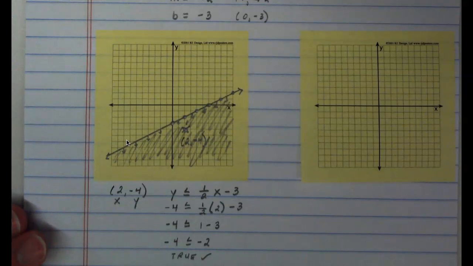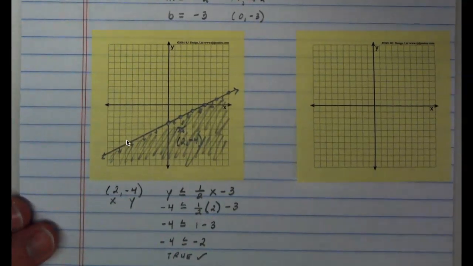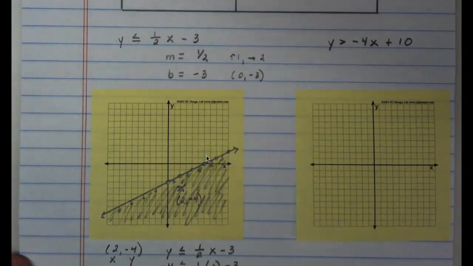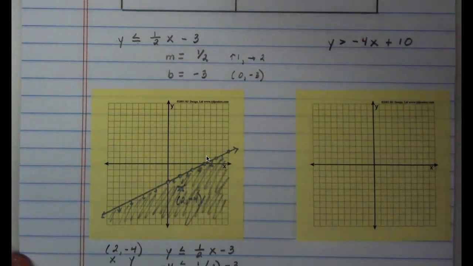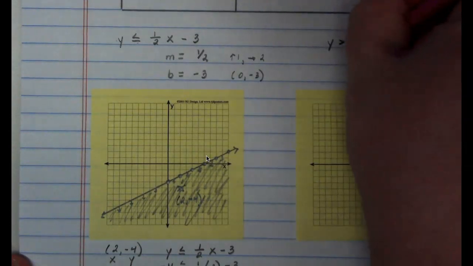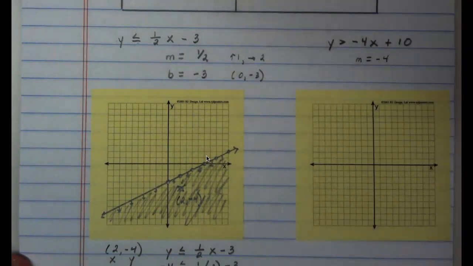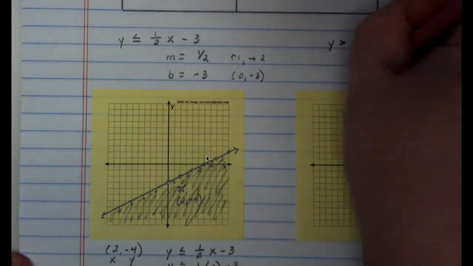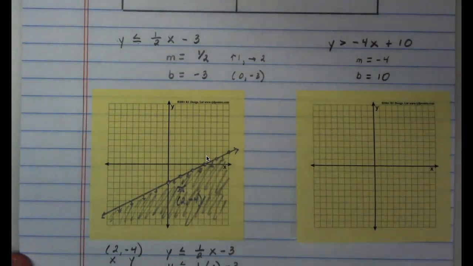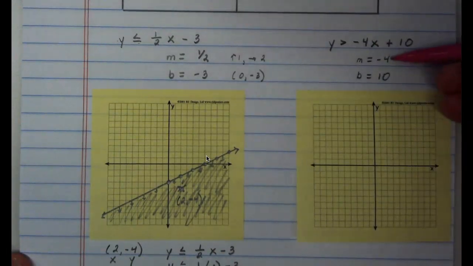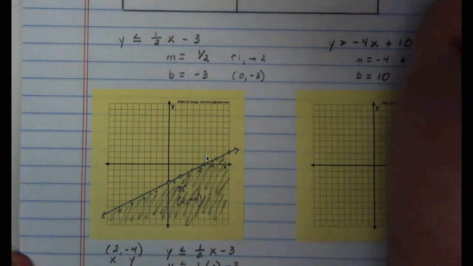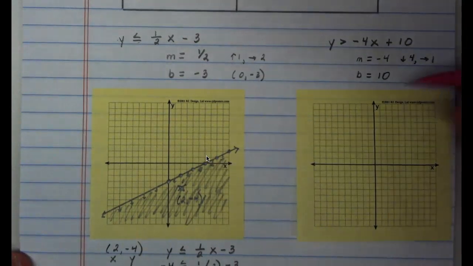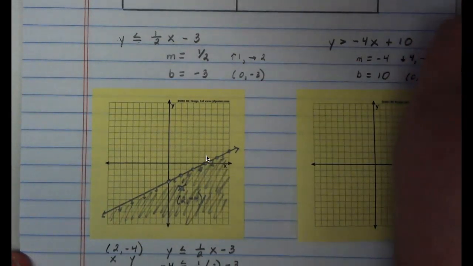So we're going to do a very similar thing for the second problem. We have y is greater than negative 4x plus 10. So the slope is going to be negative 4, and the y-intercept is going to be 10. And remember, there's a 1 underneath the negative 4, so this really means down 4, right 1. We're going to start at the point 0, 10.